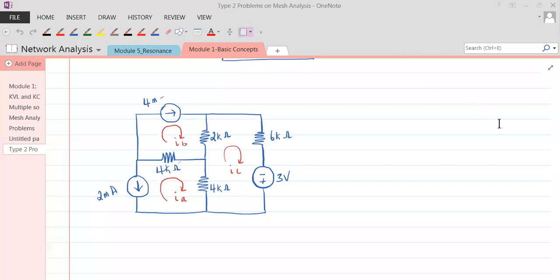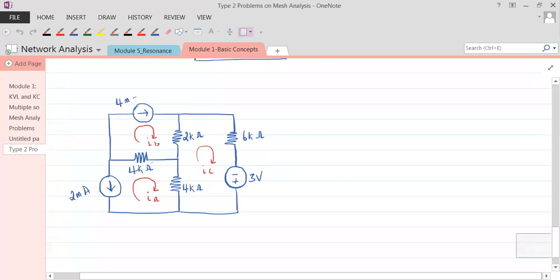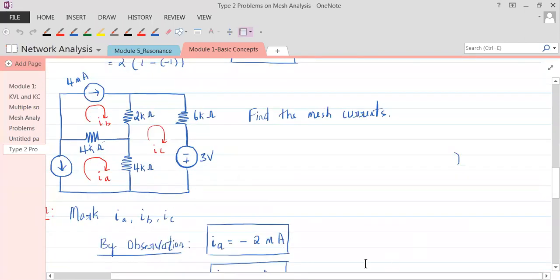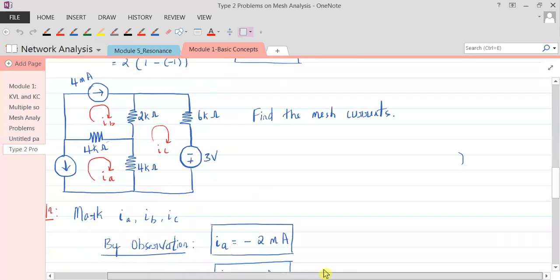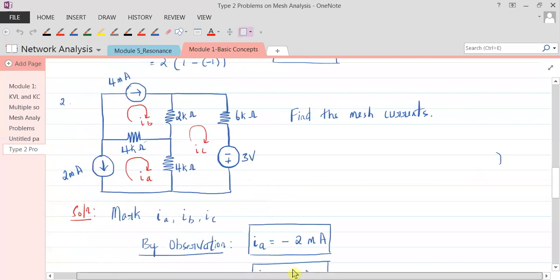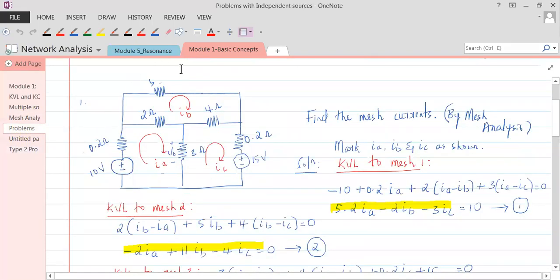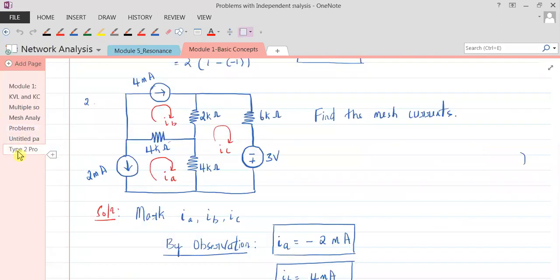Welcome everybody. In the last class, we had seen the problem wherein we found out the mesh currents for type 2 problems. What are type 2 problems? Type 2 problems are those wherein we have got the current sources on the boundary. Which are type 1 problems? Type 1 problems are those which don't have any current sources. Type 2 problems are those which have current sources but on the boundary.